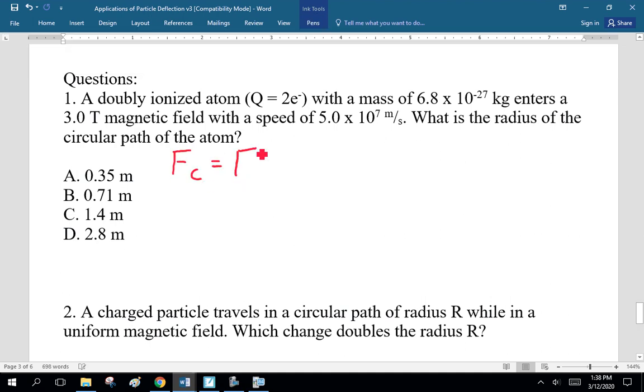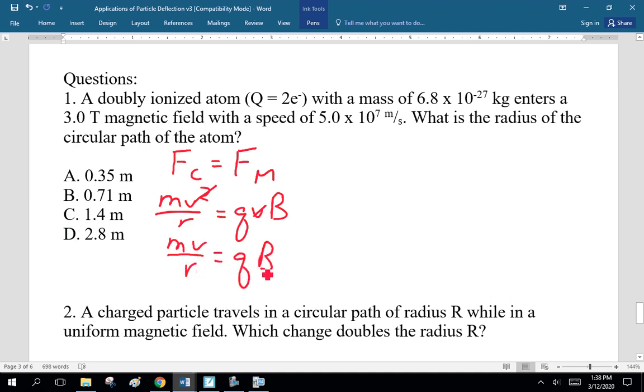F sub C equals F sub M, mv squared over r equals qvb. Cancel out one of these v's. mv over r equals qB. Here we are looking for the radius, so it's rearranging the equation. Radius is mv over qB. Can we solve that? You know the mass. Did I give you the velocity? Did I give you the charge? Did I give you the magnetic field? Yes, so solve it for me.